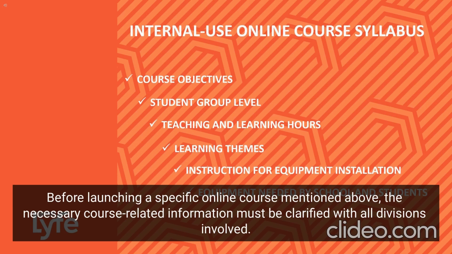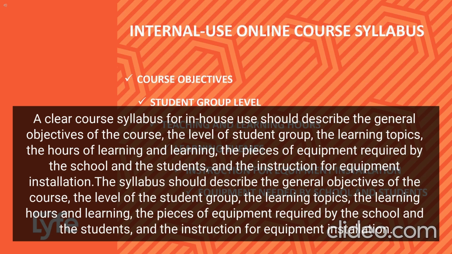For launching a specific online course mentioned above, the necessary course-related information should be clarified with all involved divisions. A clear internal use course syllabus should state the course's general objectives, student group level, learning themes, teaching and learning hours, pieces of equipment needed by the school and students, and the instruction for equipment installation.